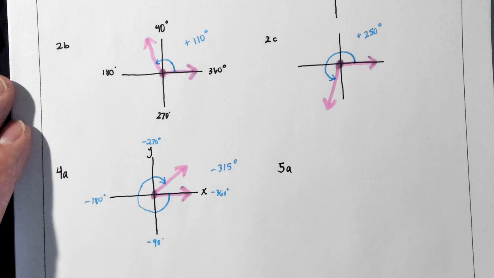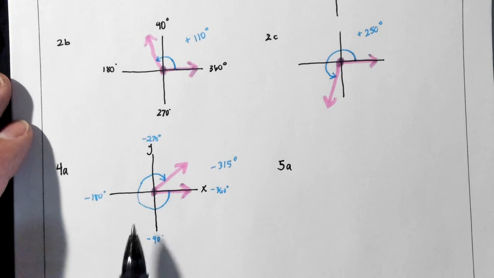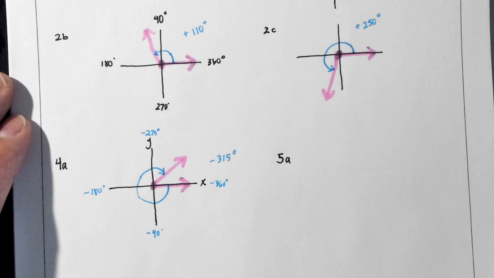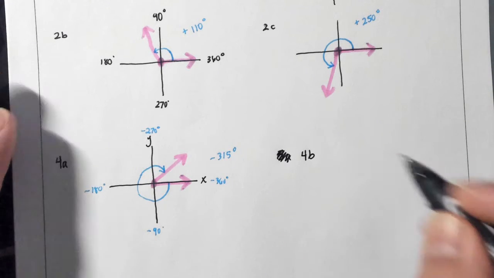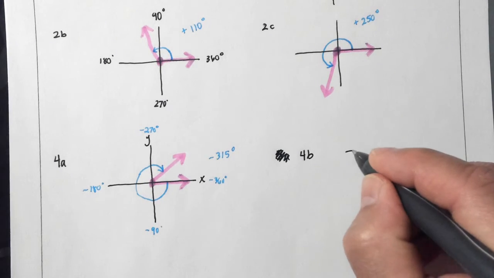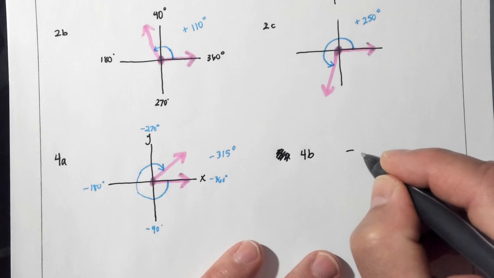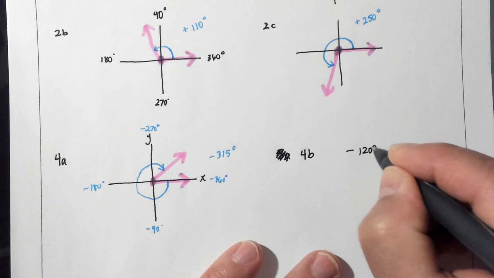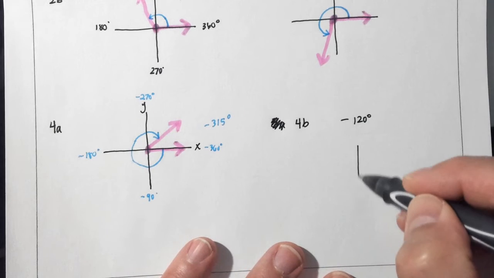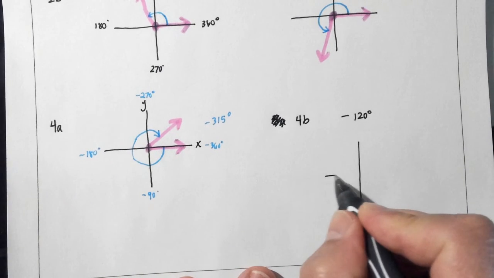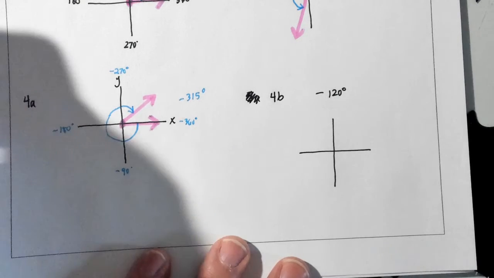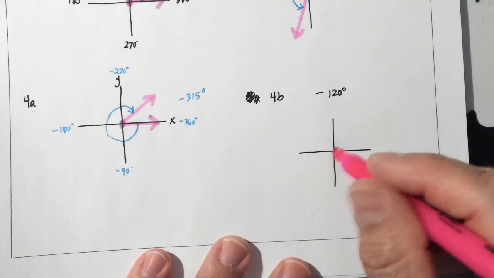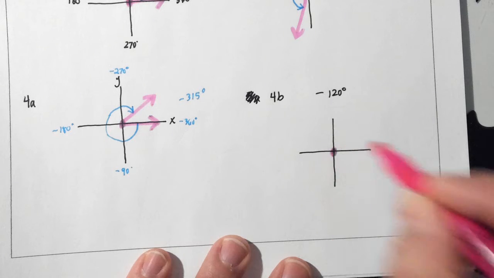So I'll call this 5A. Actually, I should probably do more negatives, huh? Let me do another negative example for you first. Let me draw you a negative 120 degree angle. Start at the origin, or the vertex is at the origin.